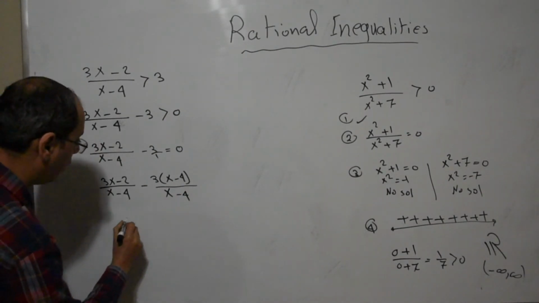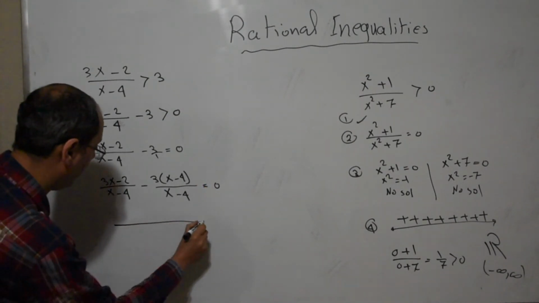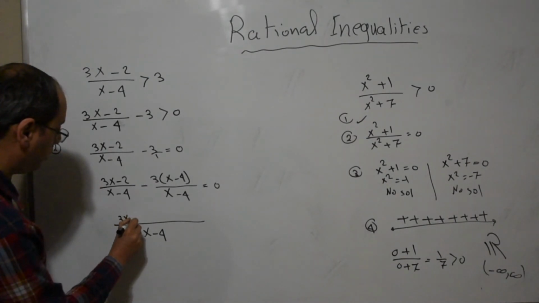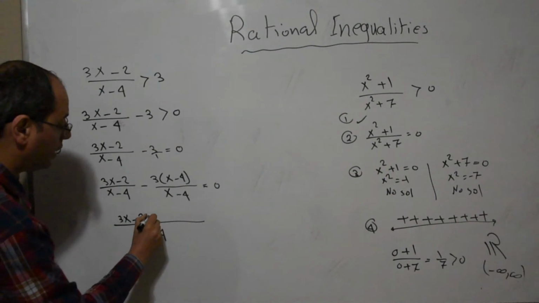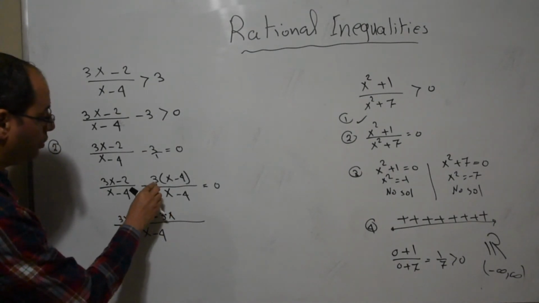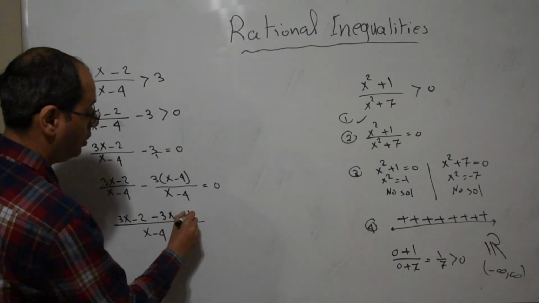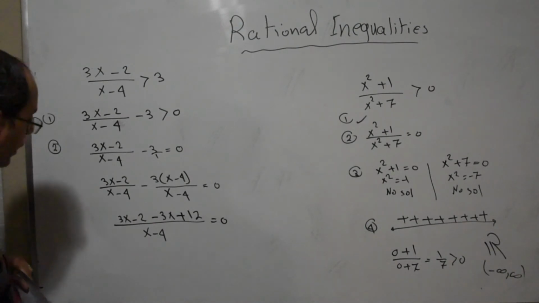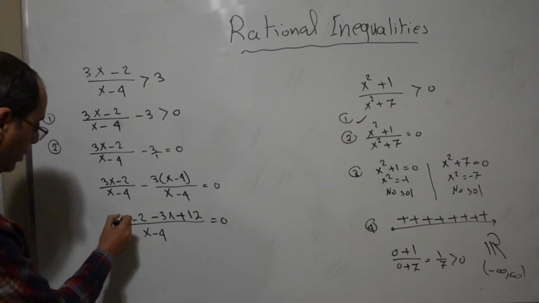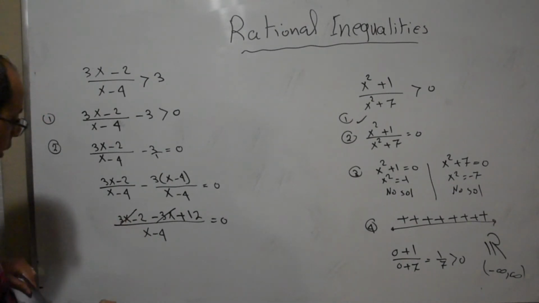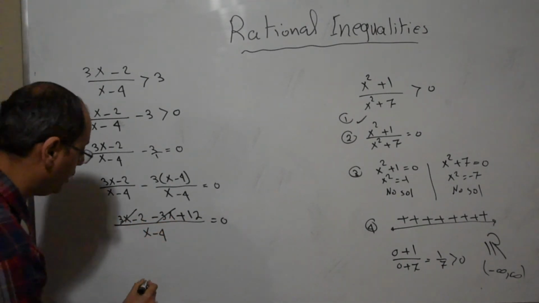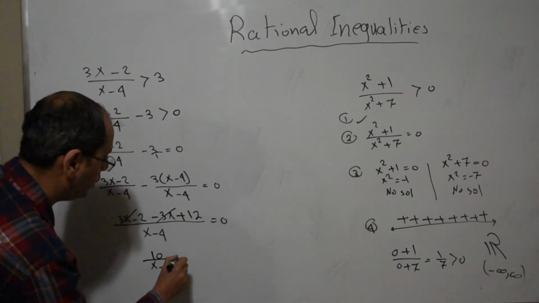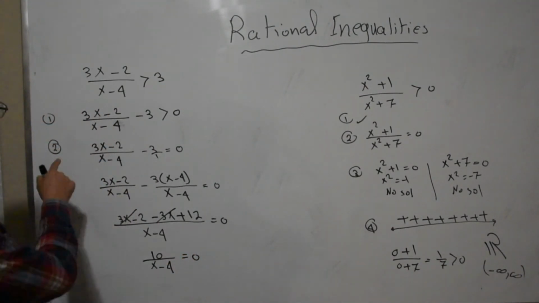Alright, so now equals 0. Now I have a common denominator. I have here 3x minus 2, and negative 3 times x is negative 3x. Negative 3 times negative 4 is plus 12. This equals 0. Okay, and I'm cleaning stuff. The 3x and negative 3x cancel out, and negative 2 and 12 make 10. And here it is over x minus 4 equals 0. Okay, so this is step 2.